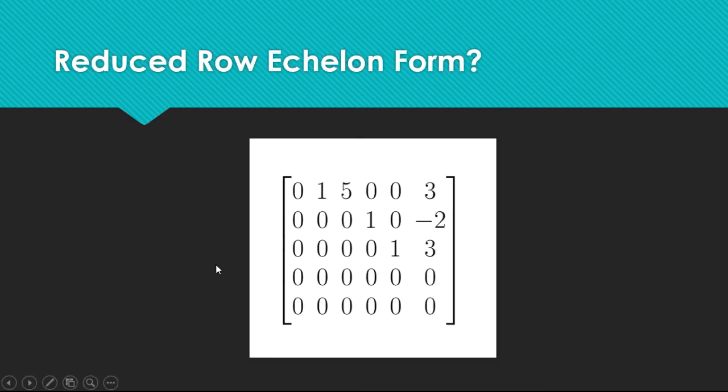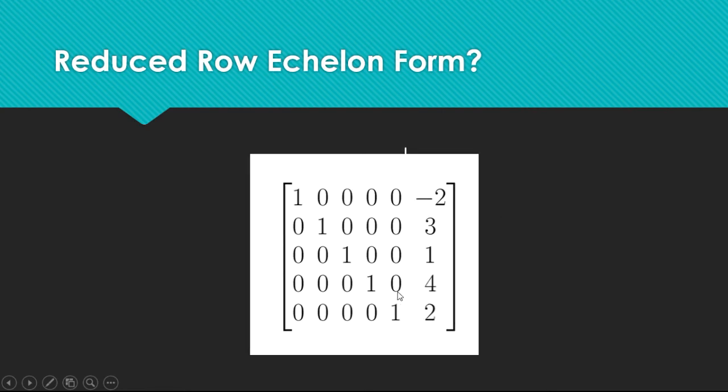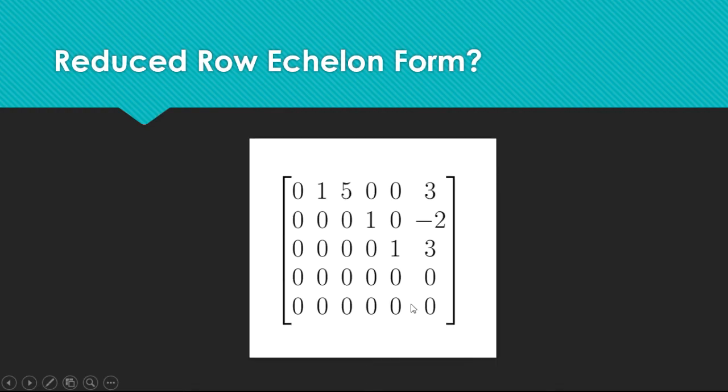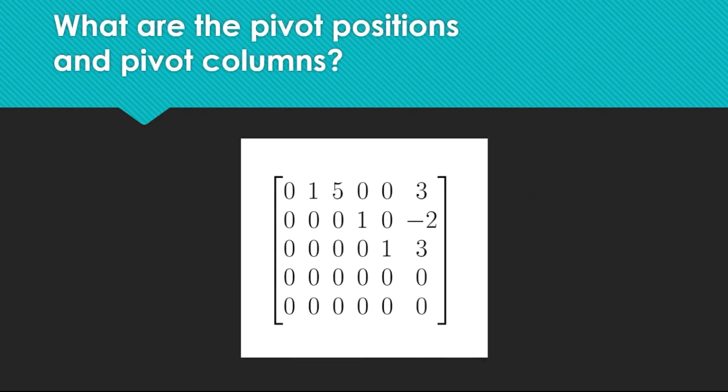So in this matrix, column 2 is a pivot column, column 4 is a pivot column, and column 5 is a pivot column. Now in this example, column 1 is a pivot column, column 2 is a pivot column, column 3 is a pivot column, column 4 is a pivot column, and column 5 is a pivot column.